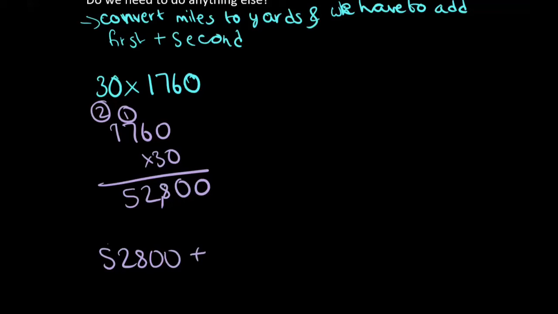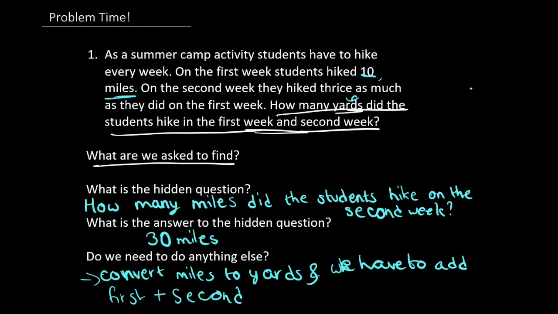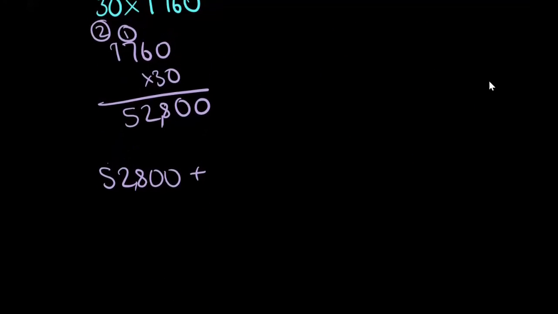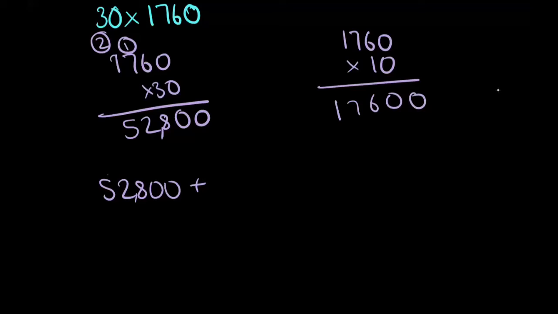52,800 plus. So we have to add the first week too. Alright? So the first week they walked 10 miles. So that means we'd have to do 10 times 1,760. So 1,760 times 10. So we can just add the 0 in the end. 1 times 0 is 0, 1 times 6 is 6, 1 times 7 is 7, 1 times 1 is 1, and then add a 0. So we'd have to add 17,600 to find the answer.